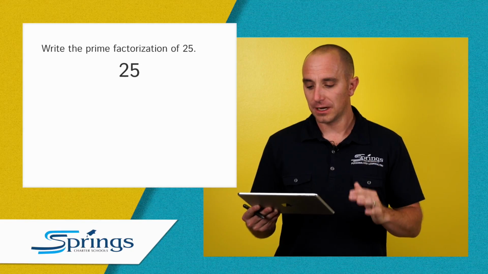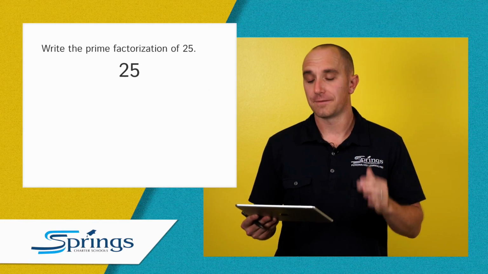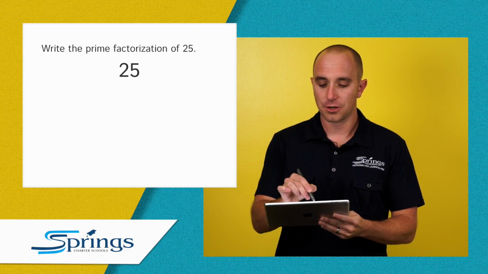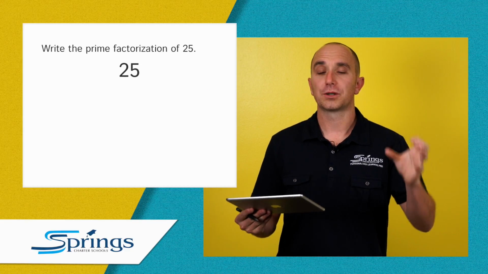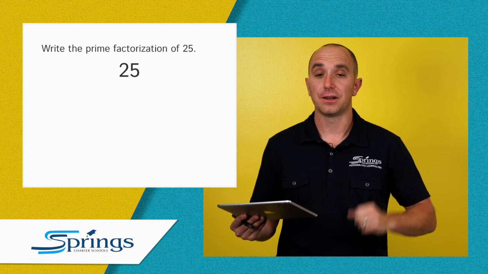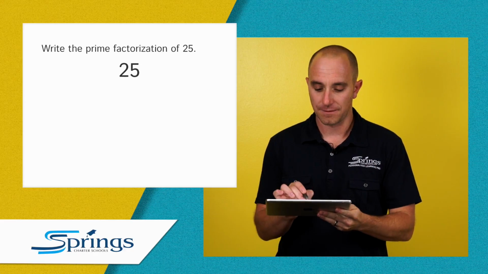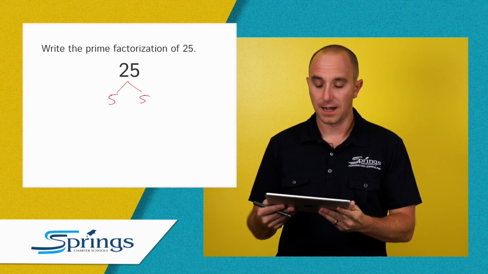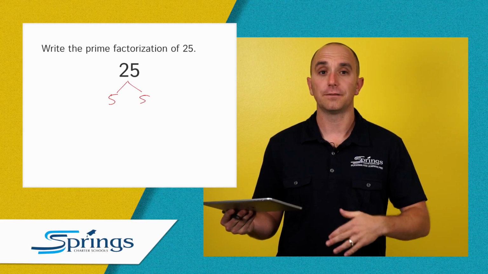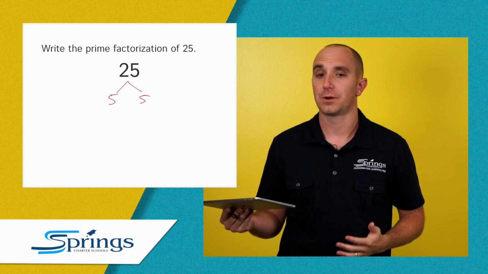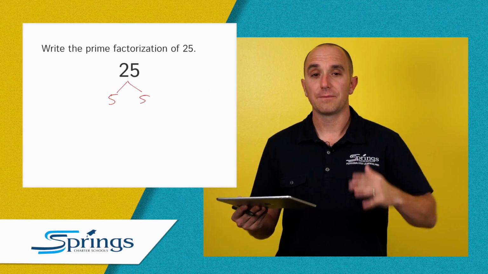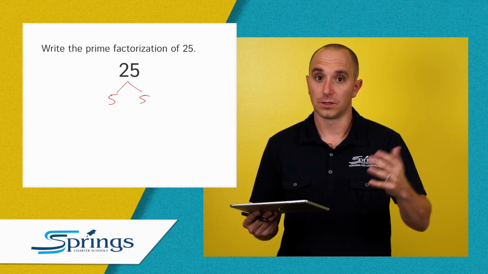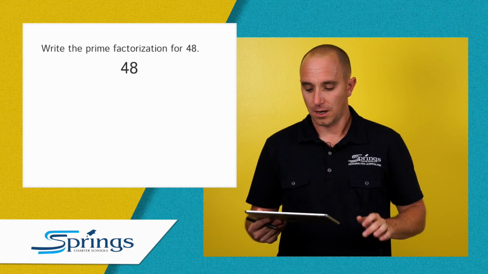We're going to write the prime factorization of 25. So I like 25, I like 36, because I know right away that two numbers multiplied together give me 25. And I know that 5 times 5 gives me 25. So I'm going to break it down, 5 times 5. Then I look at 5. Does anything go into 5 except 1 in itself? No, because 5 is a prime number. So the prime factorization of 25 is 5 and 5. Because 5 times 5, well, it is 25. All right, let's look at another one.